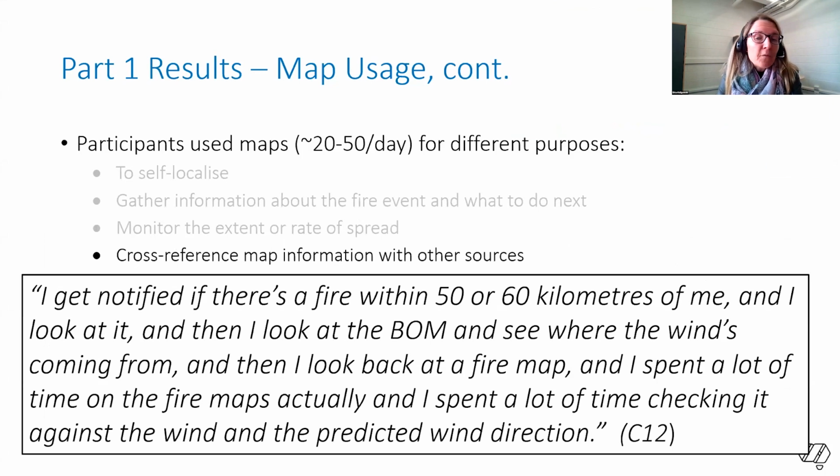And then someone from New South Wales ACT that we spoke with noted that for cross-referencing map information with other sources, they said, "I get notified if there's a fire within 50 or 60 Ks of me, and I look at it, and then I look at the BOM, and I see where the wind's coming from, and then I look back at the fire map, and I spent a lot of time on the fire maps, actually, and I spent a lot of time checking it against the wind and the predicted wind direction."